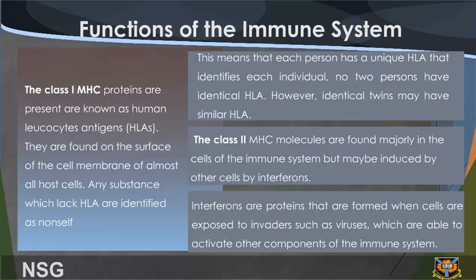The class 2 MHC molecules are found mainly in the cells of the immune system, but may be induced in other cells by interferons. Interferons are proteins that are formed when cells are exposed to invaders, such as viruses, which are able to activate other components of the immune system.